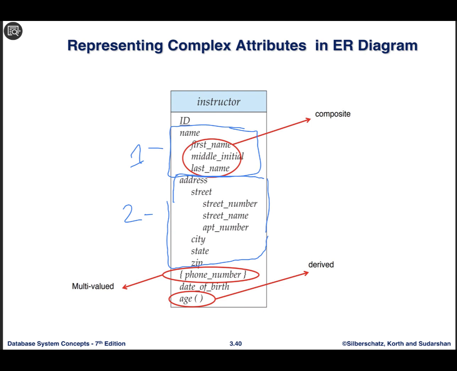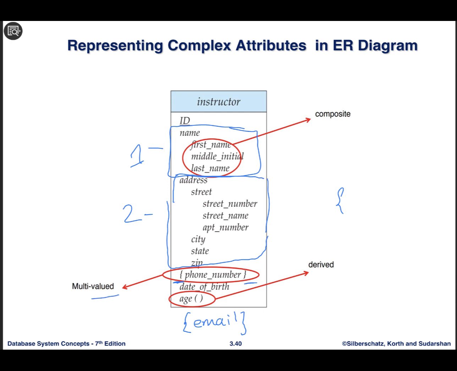How can you represent the multi-values? A multi-valued attribute is going to be what? Take the name of the attribute and put it between curly braces. For example, assume that we have emails. I can write email, multiple emails, or multiple phone numbers, and that's what you do. This is the multi-valued attribute.